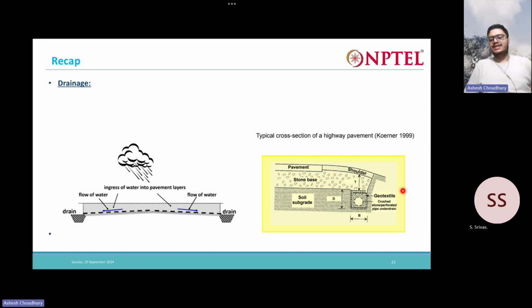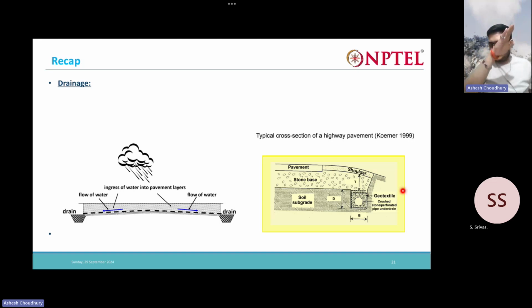Let's see. So what is drainage? The main purpose of the filter was to prevent the passage of the soil and allow easy access of water through it. Now the purpose is almost the same, just a different side of it. The main purpose of the geosynthetic is to carry water through it and drain it out.